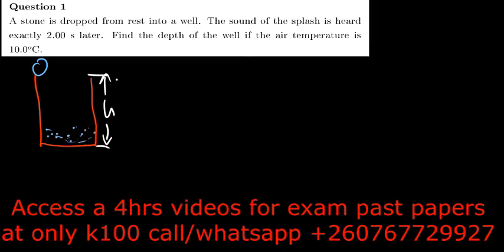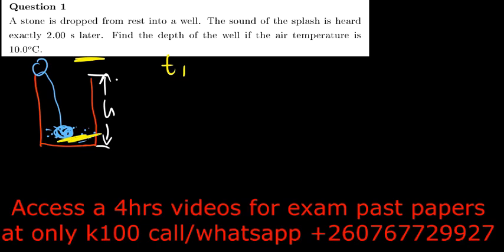Now the time it takes for this stone to reach here, that is what we are going to call T1. Then there is a time which it takes for the sound to travel from this level all the way to the top where the person is. So this total time, which is 2 seconds, is the addition of the time it took for the stone to reach down here and the time it takes for the sound to travel from this point all the way to the top.